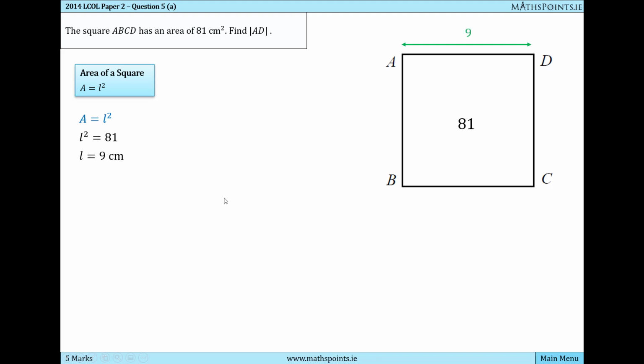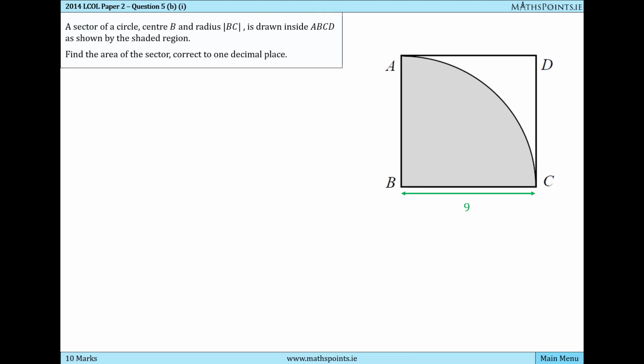centimeters. B part 1 of the question asks us to find the area of the sector of a circle that's shaded here in the diagram. So the formula for the area of a sector is pi r squared, the formula for the area of a circle, times theta over 360, where theta is the angle in our sector. Now we can see that the radius of this sector is equal to the side length of the square, 9 centimeters, and that the angle of the sector is 90 degrees.